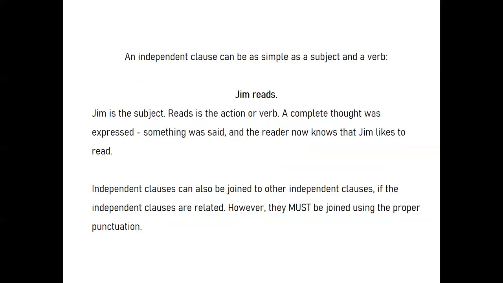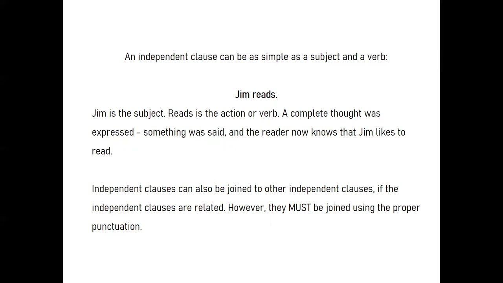Okay, so right now, an independent clause can be as simple as a subject and a verb. For example, Jim reads. Though it doesn't have an object, this is a complete independent clause. Why? Because Jim is a subject and reads is a verb. So Jim is a subject, reads is an action or a verb. A complete thought was expressed, something was said, and the reader now knows that Jim likes to read.